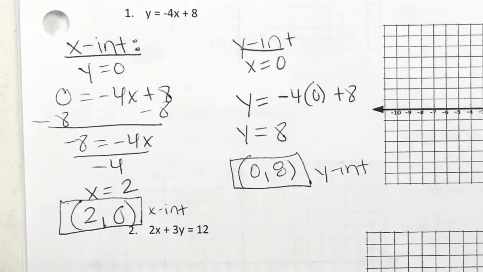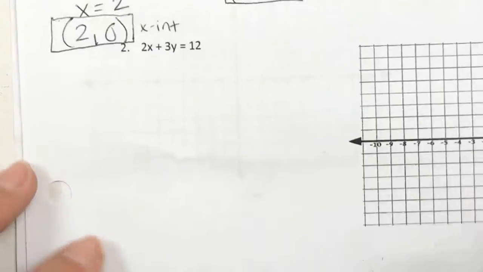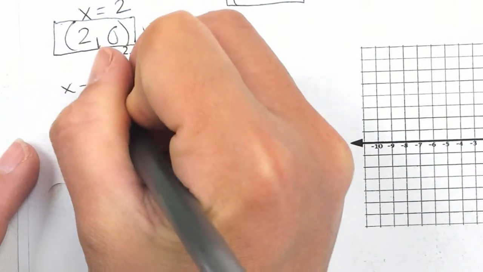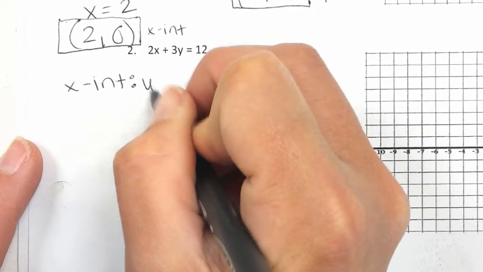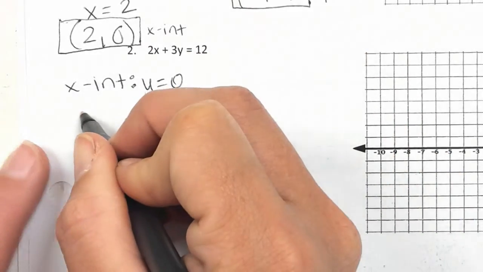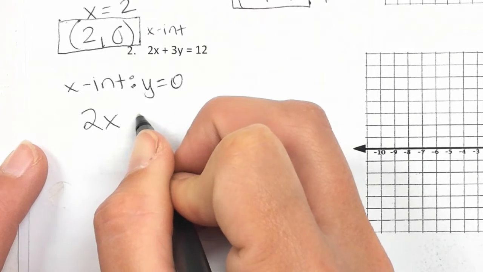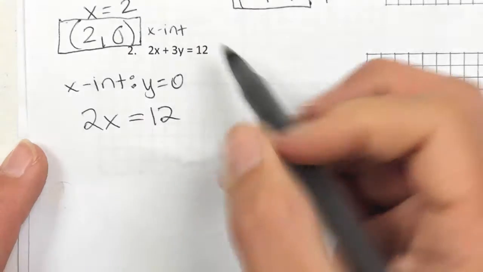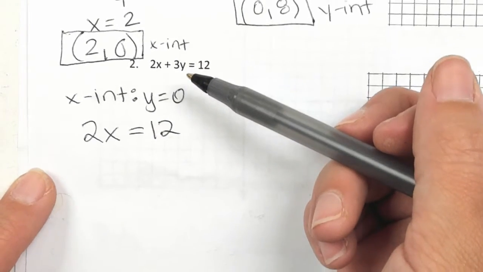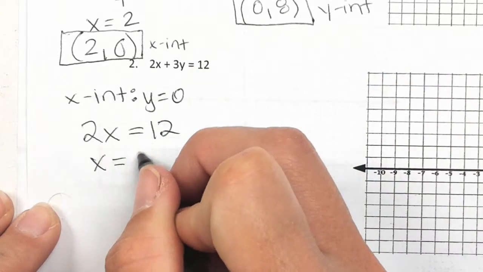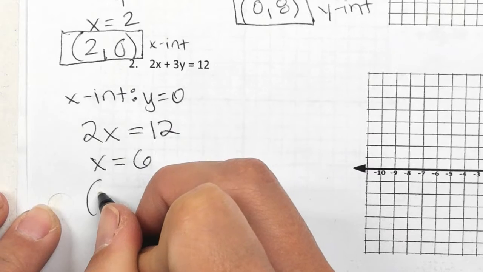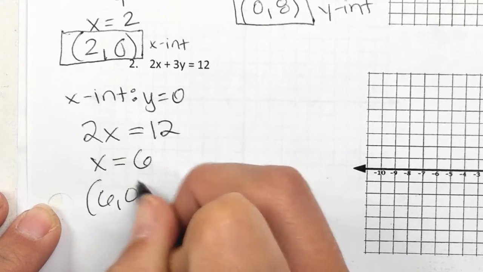Questions about that one? All right. So the next one, we have to find the x-intercept first, which is setting what to 0? Good. y equals 0. So tell me how to rewrite it. 2x equals 12. Very good. We don't even have to write the 3 times 0 because we know it's going to cancel out, right? So x equals 6, so this coordinate point would be (6, 0). Very good.